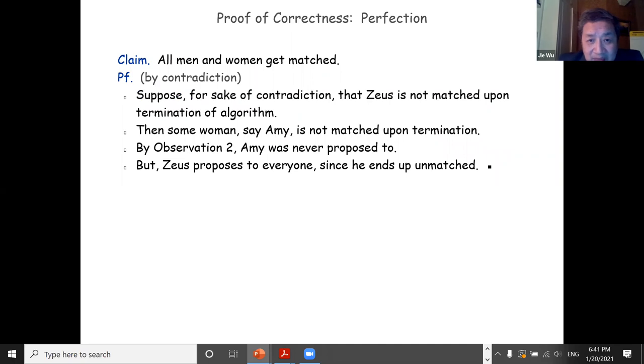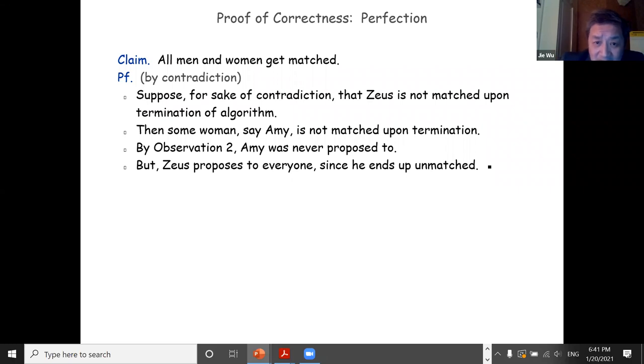So how do you prove that? First, all men and women will get married, meaning matched. So how do you prove this one? Although for the details you probably have to look at the slides, I'll quickly give you a proof by contradiction. Suppose Zeus is not matched upon termination of the algorithm. It means that you checked all the girls and got rejected by all. So if one guy gets rejected, there must be another woman who's not matched, right? You have 100 boys and 100 girls. Suppose Amy is the one who is not matched upon termination.